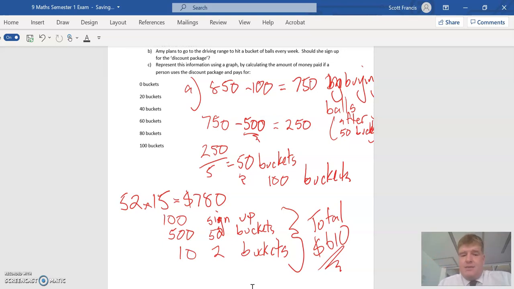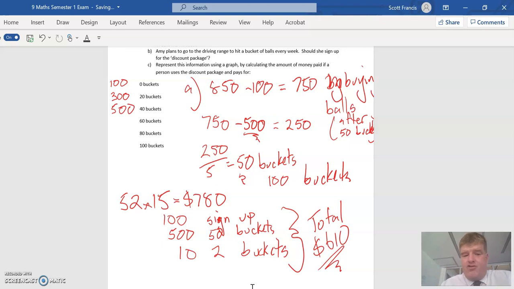Now, the last question asks us to do a graph of how much it costs a person for a different number of buckets of balls. So if they sign up for the discount, by the time they buy 0 balls, they've still paid $100 for the membership. By the time they have 20 buckets of balls, it's going to be 100 plus 20 times 10, which is going to be $300 in total. 40 buckets is going to be the $100 plus 40 times 10, which is going to be $500.